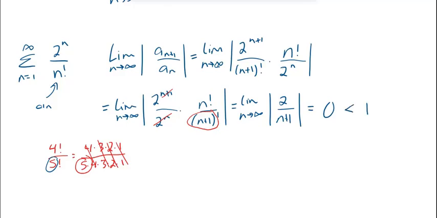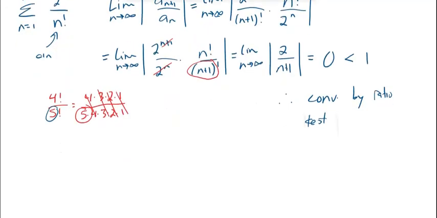I always want to see if it's less than 1 when we're doing the ratio test. So I say, therefore, converges by ratio test. Cool.